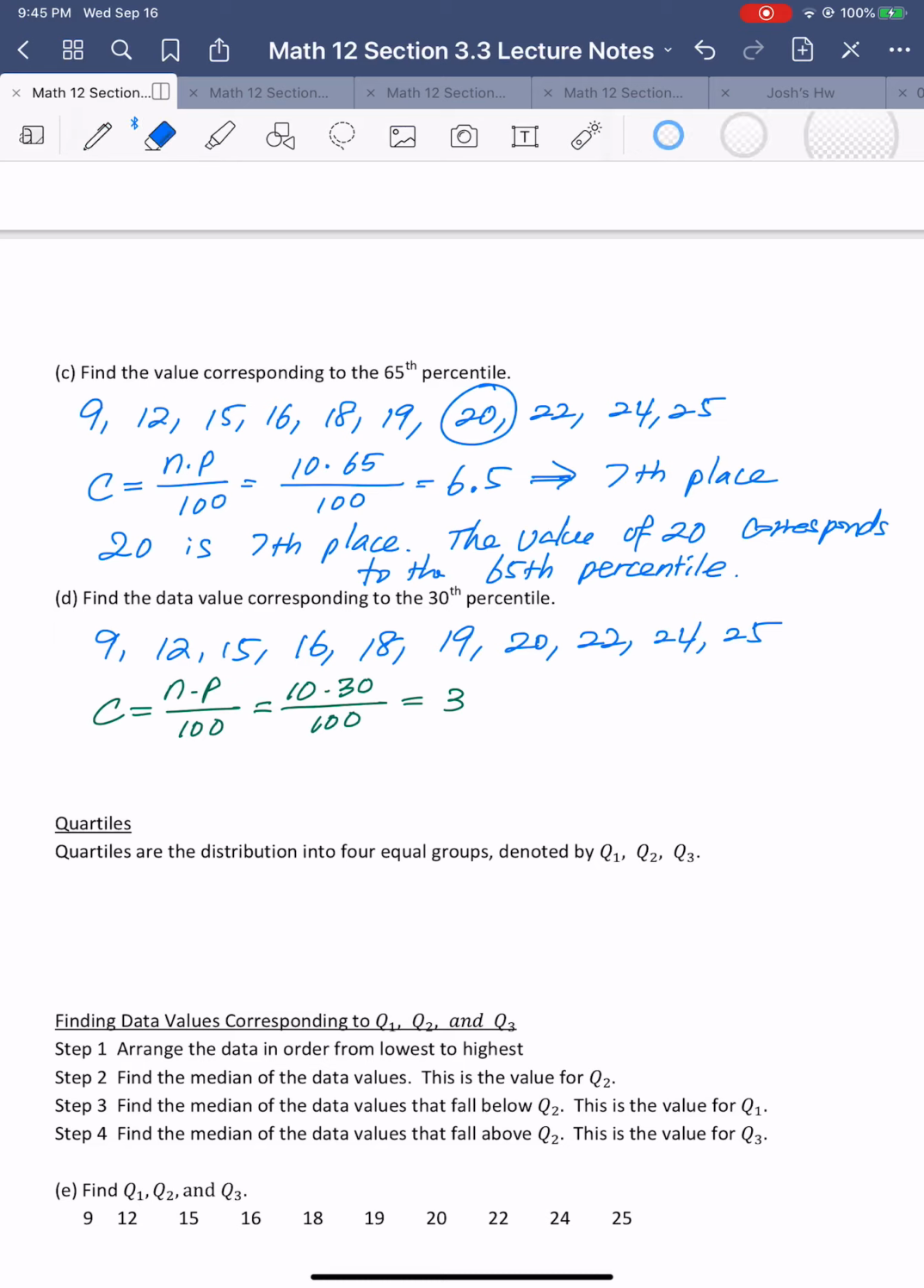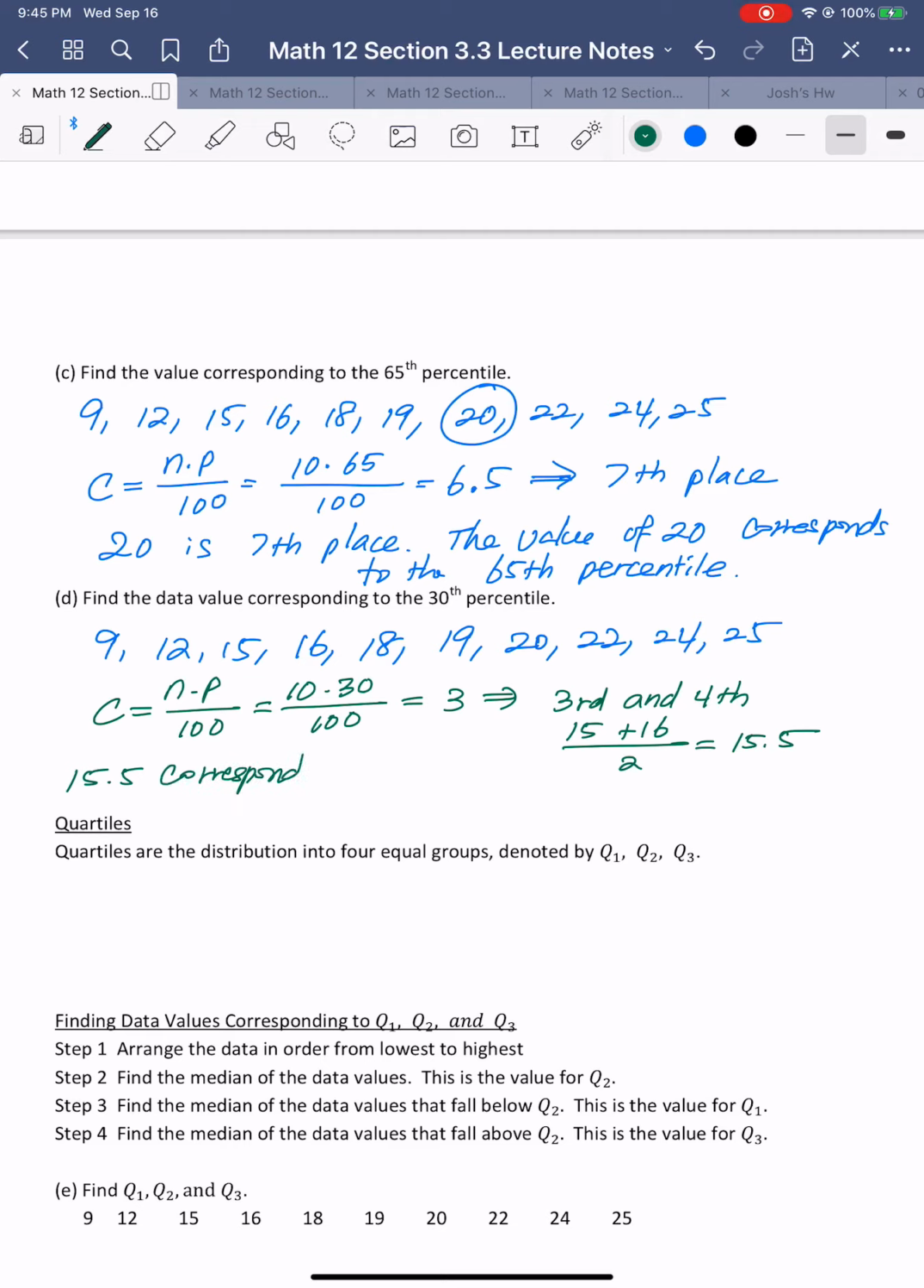Since C is 3, which is a whole number, now you have to use the 3rd place and the 4th place numbers. 3rd place means 1st, 2nd, 3rd, which is 15, and the next number is 16. So you use 15 and 16 and divide by 2, which is 15.5. Which means 15.5 corresponds to the 30th percentile.